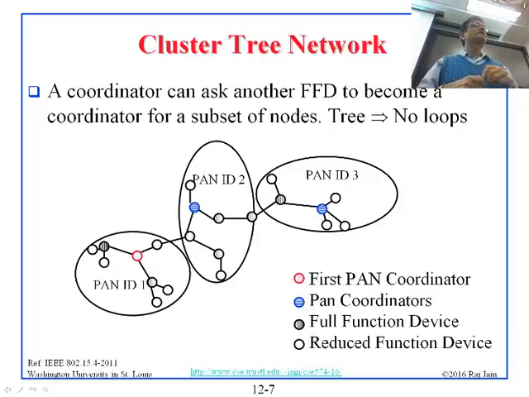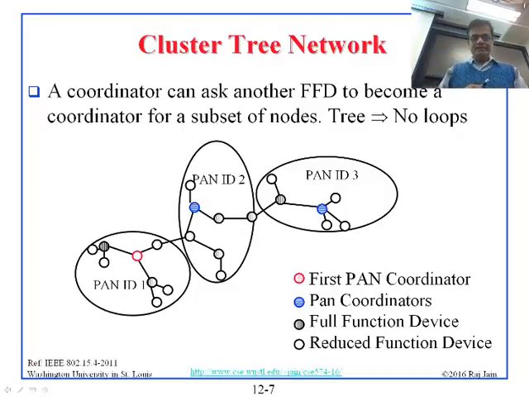Okay, your question. No, I said that we cannot even have any loops, so we cannot connect the PAN coordinators together. We cannot have loops. Oh yeah, he's saying that it will become a triangle if you connect it like that. Okay, that's a valid one, but I think the main reason is the distance.